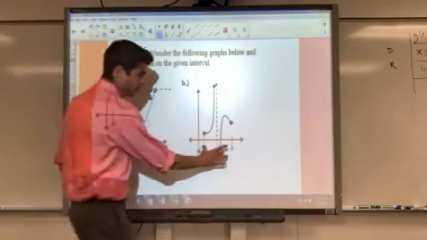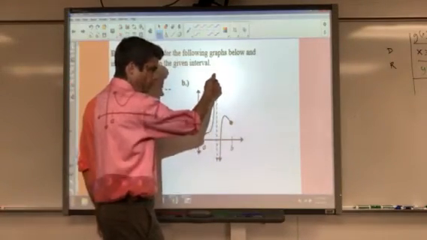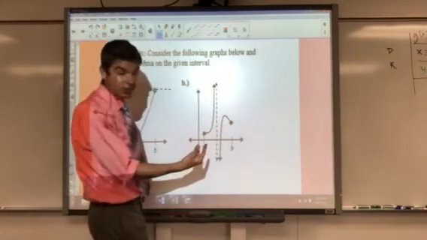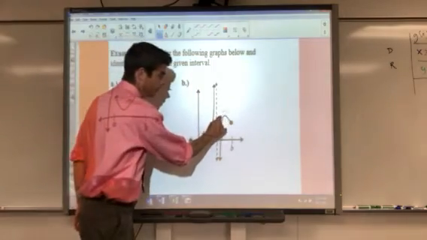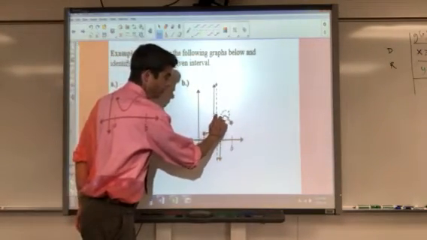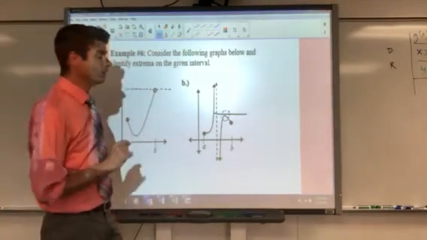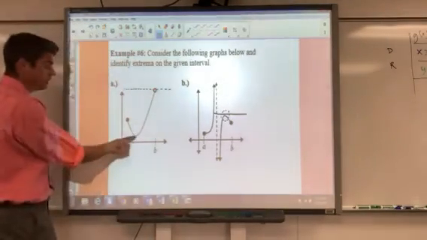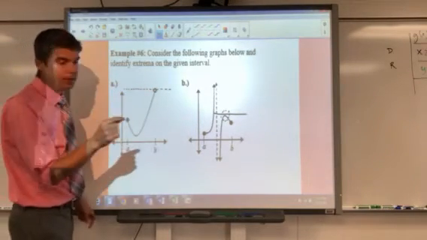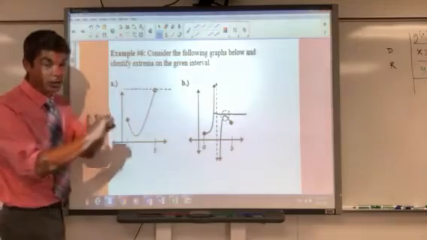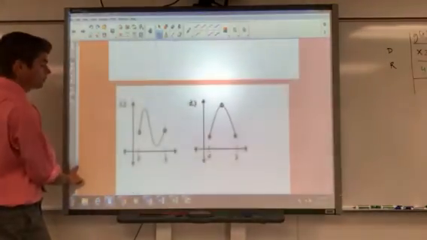Here, I have a closed interval, but it's not continuous. So there is no absolute max or absolute min because of this vertical asymptote. Now, there might be a relative maximum, like here, like that's critical. There's definitely a relative maximum because there's a horizontal tangent line there, but it's not an absolute maximum. Okay, and notice here, this did have an absolute minimum, but it didn't have an absolute maximum. You have to be continuous and closed to get both an absolute max and an absolute min.